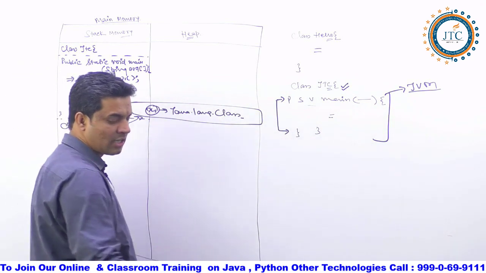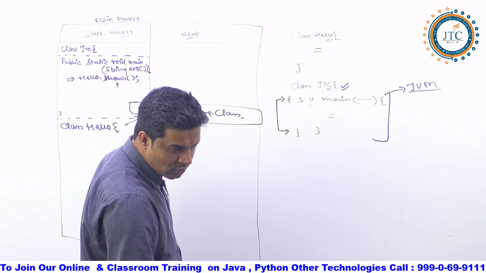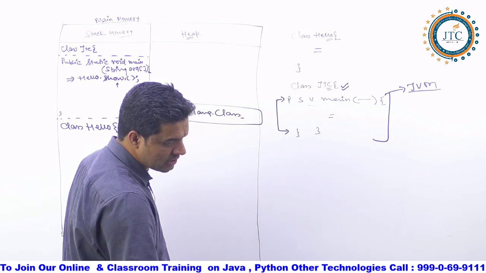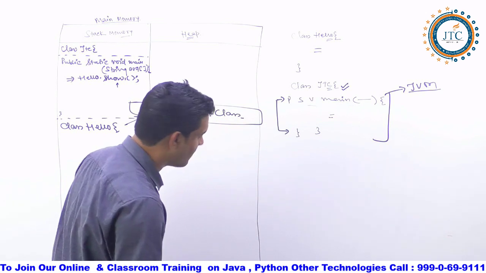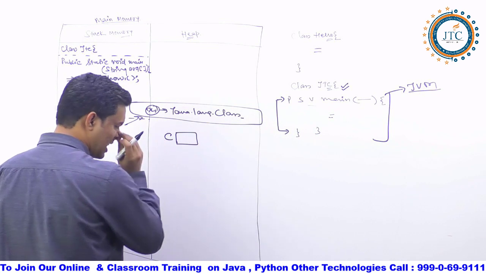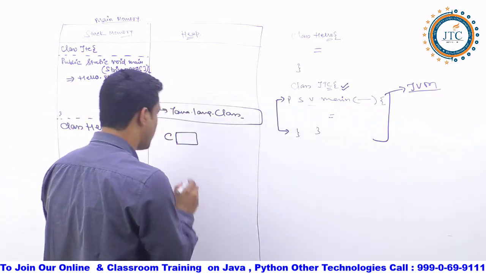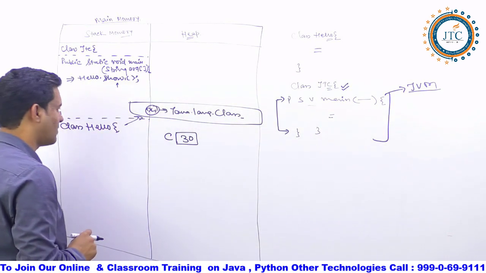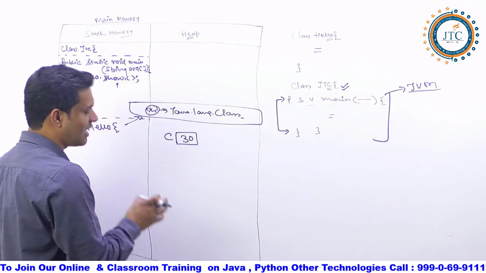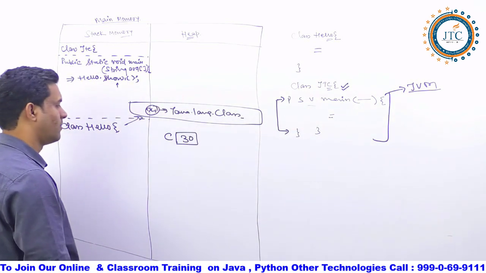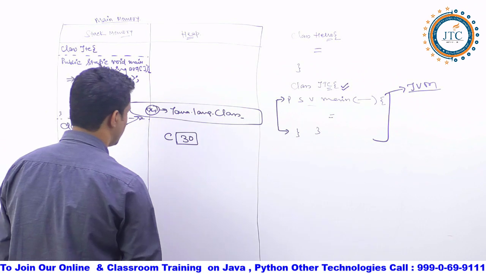So inside the class hello, we were having one more static variable, called C. So for C, memory is being allocated, and inside this C we are writing 30. Inside this heap memory, we are writing the static variable called C. For this, memory has been allocated now.